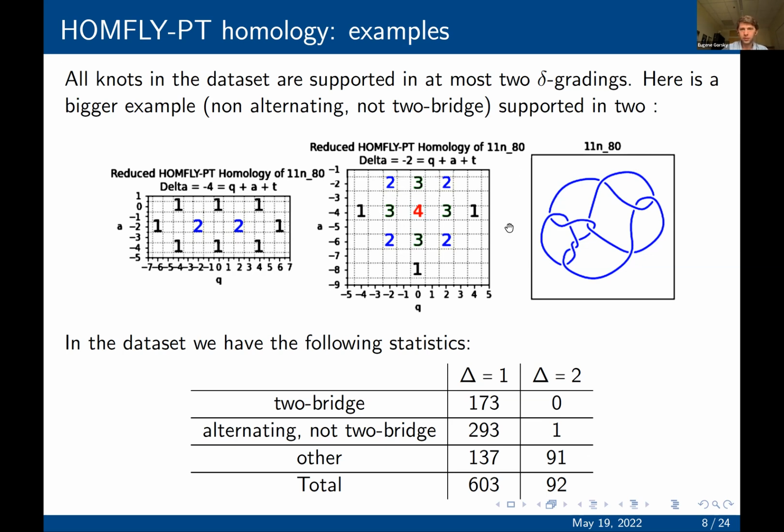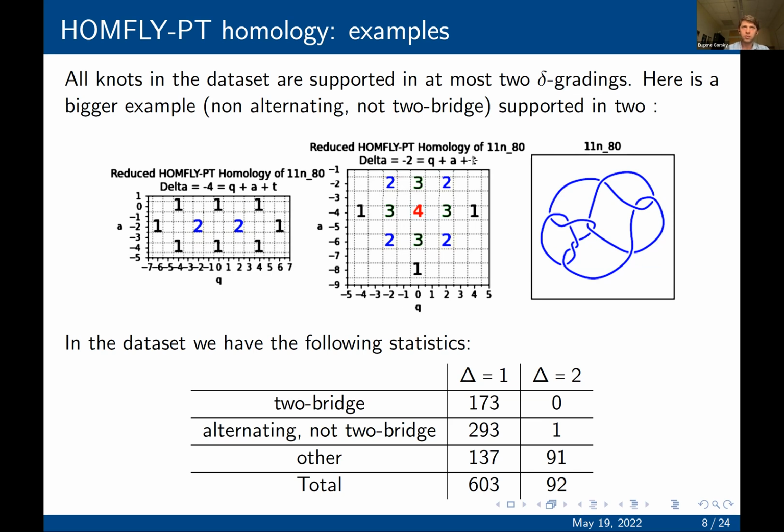And on top of the page, you see a bigger example of a node 11 and 80, where you have something substantial in both of these delta gradings. But again, the numbers look nice and regular and symmetric in many different ways. Okay, so this is the data that you get just from directly computing this homology.